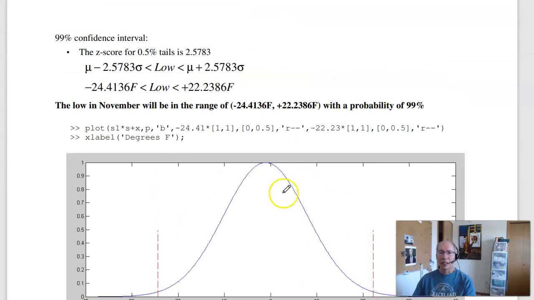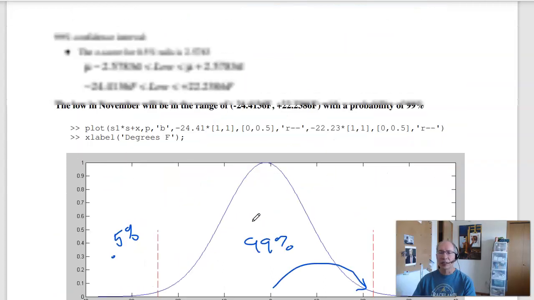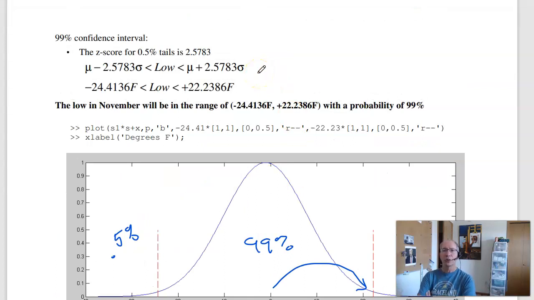If I want to have the 99% confidence interval, I'm going to go to a normal table and find out for 0.5% tails. So left tail is 0.5%, the right tail is 0.5%, leaving 99% in the middle. How far right do I have to go from the mean in terms of standard deviations to get a tail of 0.5%? Turns out that distance is 2.5783 standard deviations. So going left and right, that many deviations from the mean, I get the low for November will be between minus 24.4 and plus 22.2 degrees Fahrenheit. Probability 0.99.